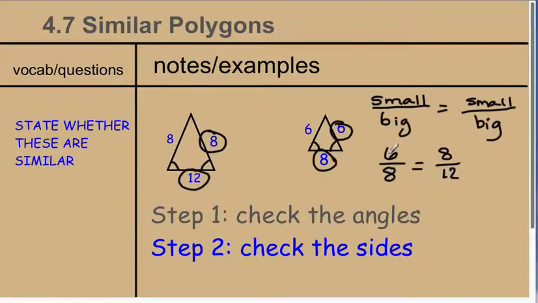So 2 goes into here 3 times. 2 goes into here 4 times. 4 goes into 8 2 times. 4 goes into 12 3 times. It appears that they are not, but let's just double check. 4 times 2 is 8. 3 times 3 is 9. No, those are not similar, because we'd have the same proportions. So this would be no, because the proportions are different.